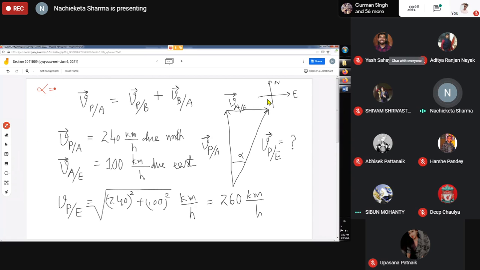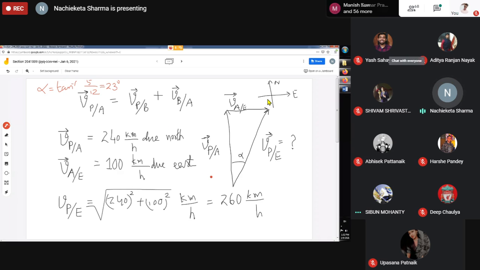So that will become 5 by 12. So alpha is equal to tan inverse 5 by 12, and if you do the calculation, then your alpha will be 23 degree. It is 23 degree east from north. There can be two options: either 23 degree it can incline towards west or it can incline towards east, but it is inclined towards east.